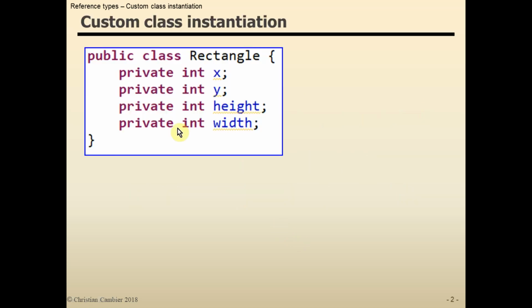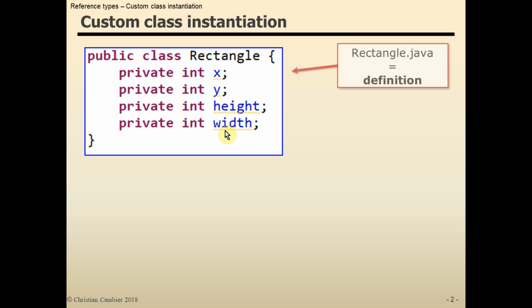The code I'll use consists of two classes. First of all, a class that defines a rectangle with four properties, x and y, that represent the coordinates of the top left corner of the rectangle, and the height and width properties. So a very basic class without any methods. The Rectangle.java file contains the definition of the class.